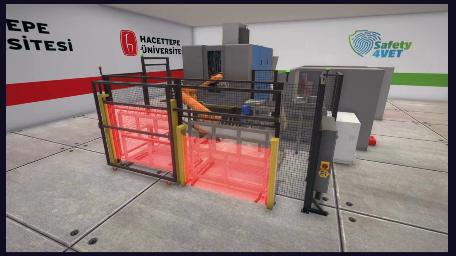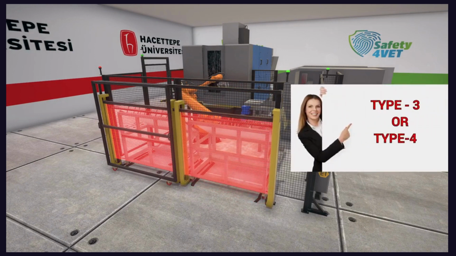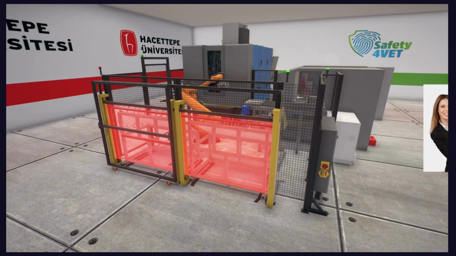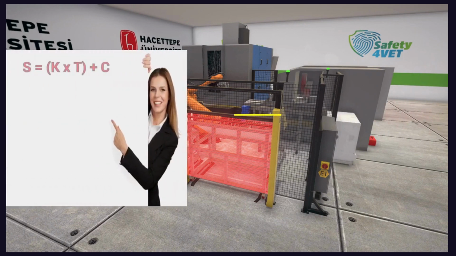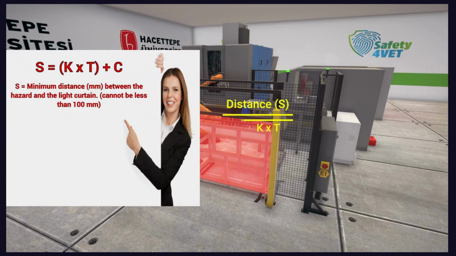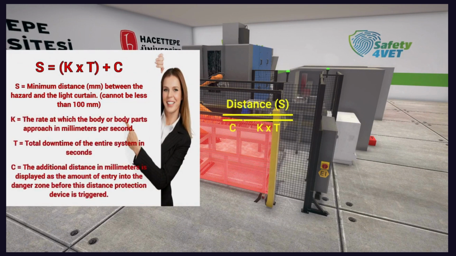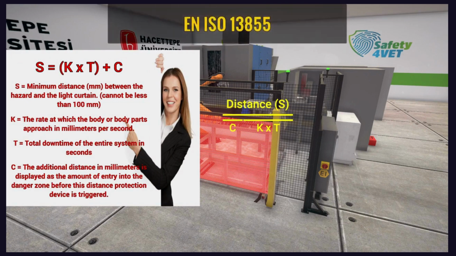The light curtain used should be Type 3 or Type 4, and the resolution should be determined based on the application type and installation position. To determine the distance of the light curtain from the hazardous area, measurement of the robot's stopping time, t-value, and calculation of the safety distance based on the approach speed of body parts should be carried out in accordance with the placement of protective equipment based on approach speed standard.